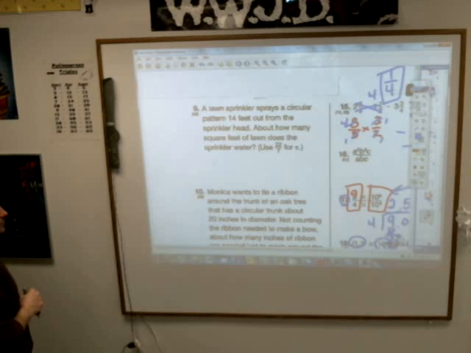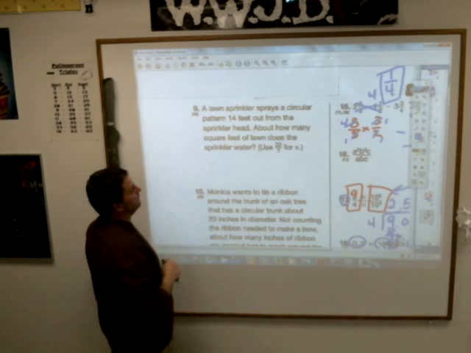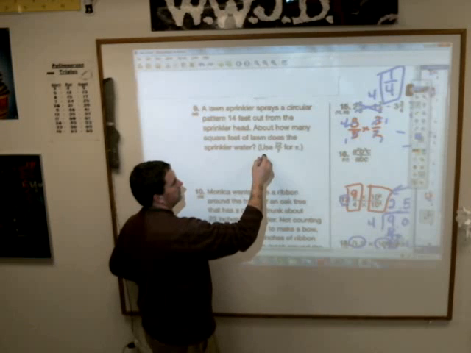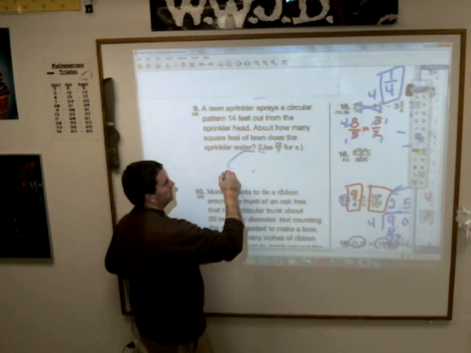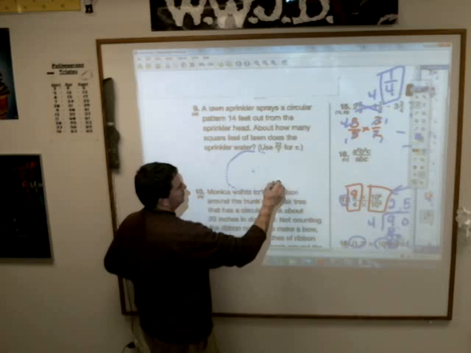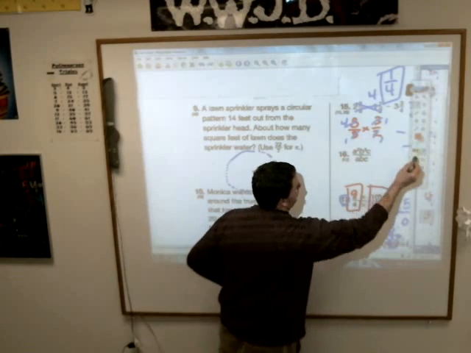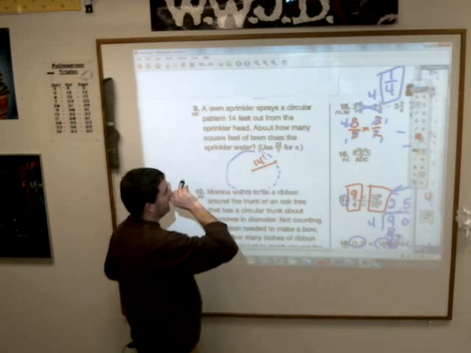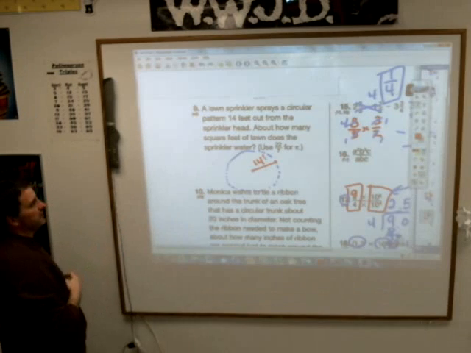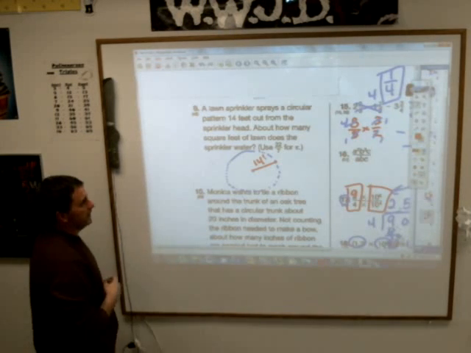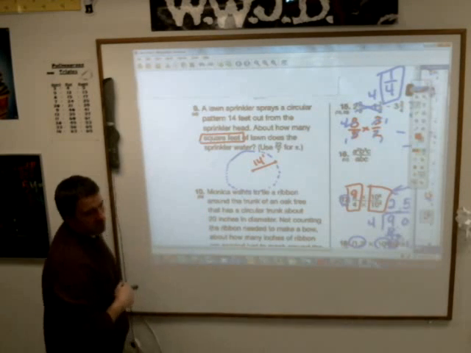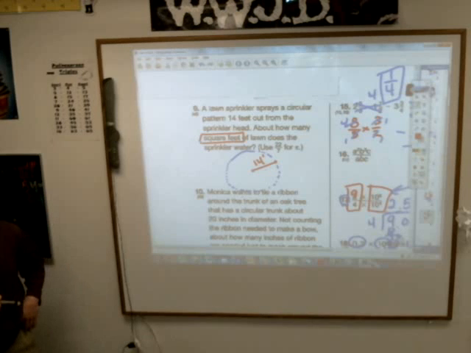Yes. A lawn sprinkler sprays a circular pattern 14 feet out from the sprinkler. So here's your sprinkler. It's gonna shoot water and make a circle here as it shoots its water. It said it was 14 feet. The sprinkler shoots the water 14 feet. About how many square feet of lawn does the sprinkler water? Right here's the key word. Square feet. Anytime you're asked for square feet, that is what thing in math?